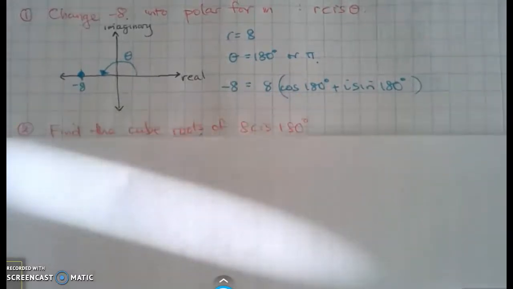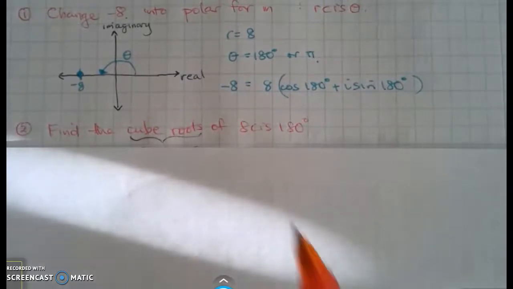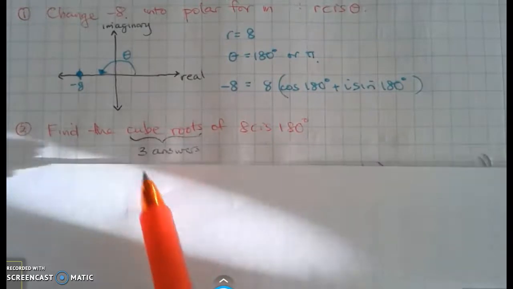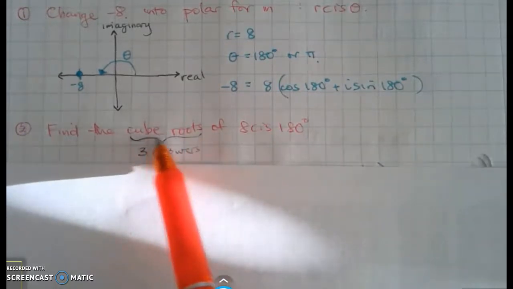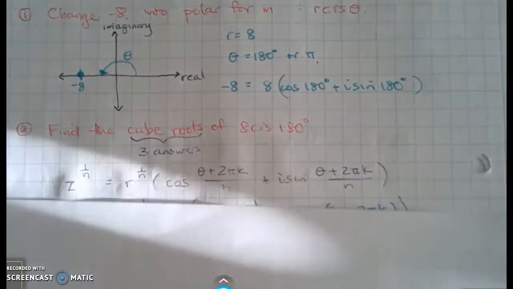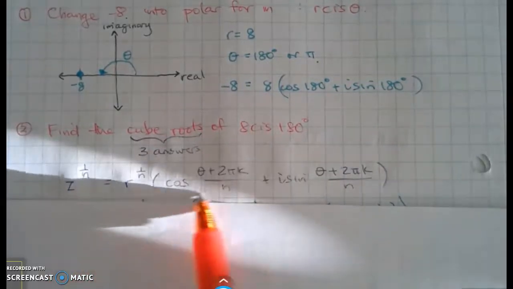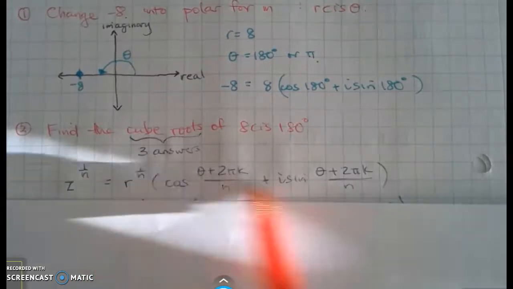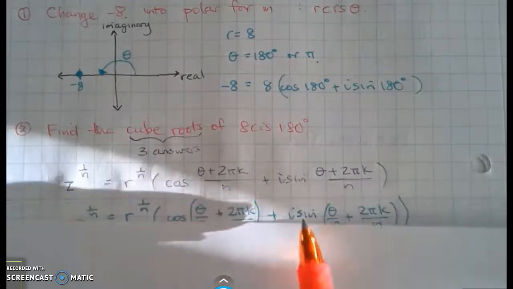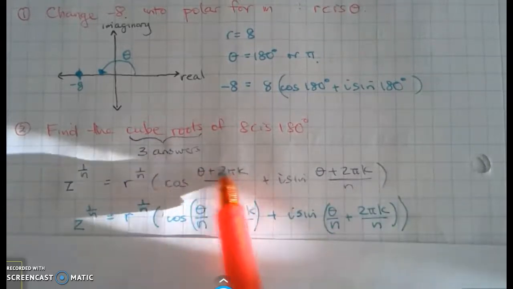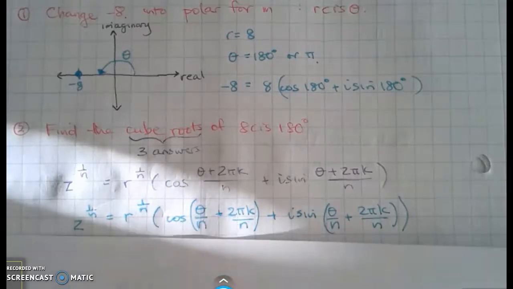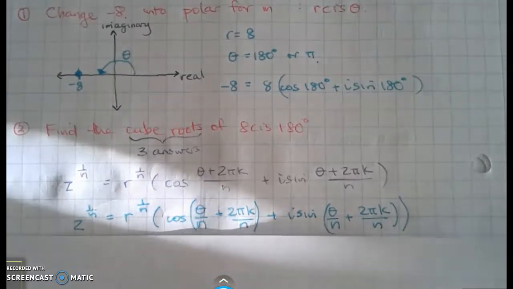Our next step is to find the cube root of 8 cis 180 degrees. This is -8. So first thing you recognize is that because we're dealing with cube roots, we're going to get 3 answers. Now I am just going to rewrite the formula, but I am going to tweak it a little bit by separating this fraction into 2 separate fractions, and you will see why when I am going through some more work.